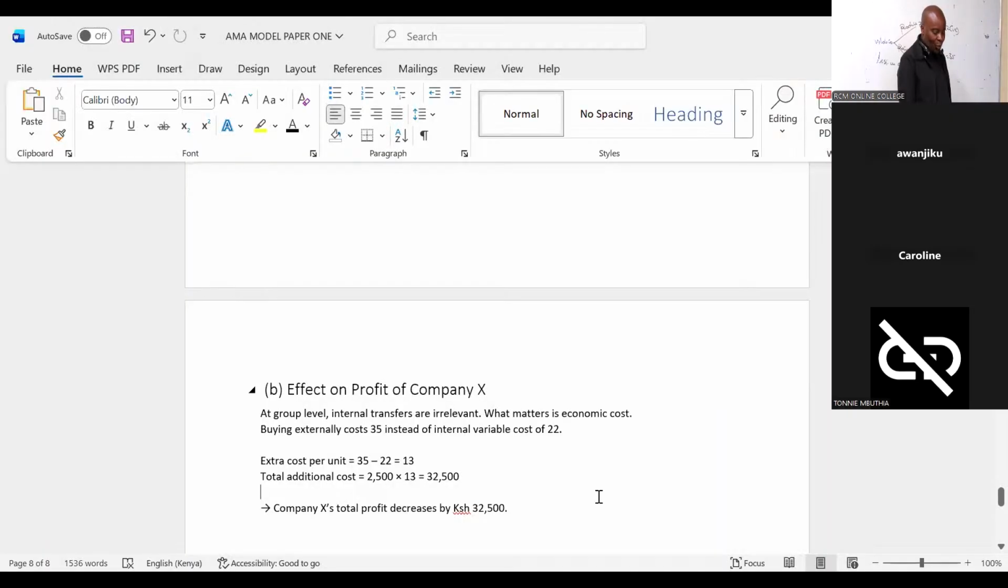So at group level, internal transfers are irrelevant. What matters is the economic cost: buying externally at a cost of 35 instead of internal variable cost of 22. So the extra cost that you're going to lose there is 13. So 13 times 2,500 gives us 32,500.